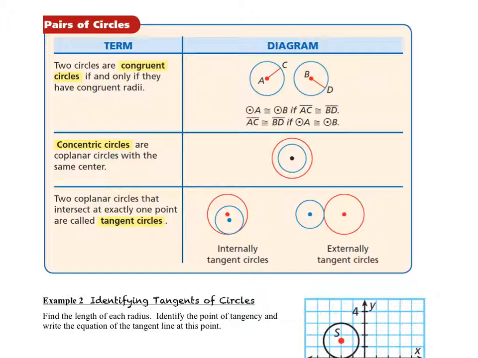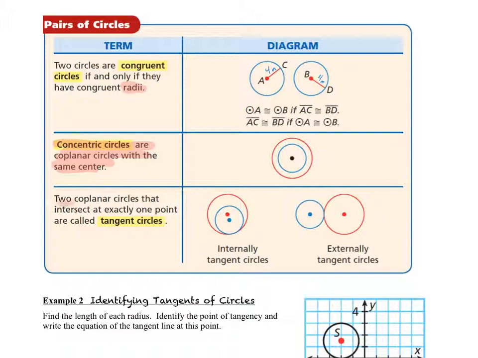Okay, some information you need to know about circles. Two circles are congruent if and only if they have congruent radii. So therefore, if radius AC is 4 and radius BD is 4 meters or whatever, then the circles must be congruent circles. Concentric circles are coplanar circles with the same center. I believe that's a familiar word for some of you. So concentric circles are coplanar with the same center, like a circle around a circle.